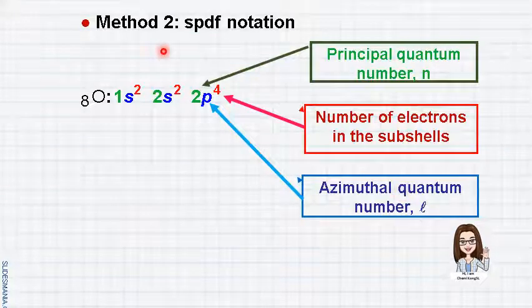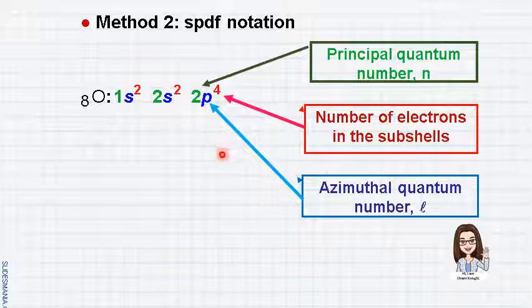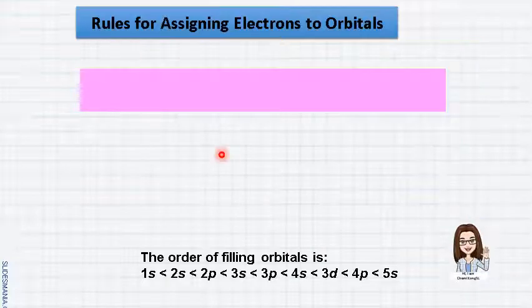If we write in spdf notation, we write 1s2 2s2 2p4. The green color, the 1, 2, 2, represents the n value, the principal quantum number. The blue color, s and p, is the l, azimuthal quantum number, and the 2, 2, 4 in red is the number of electrons in the subshell. As we know, the s orbital holds a maximum of 2 electrons, p orbital maximum 6, d orbital maximum 10, and f orbital maximum 14 electrons.